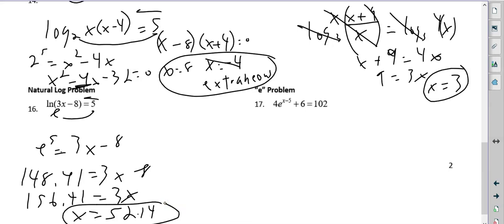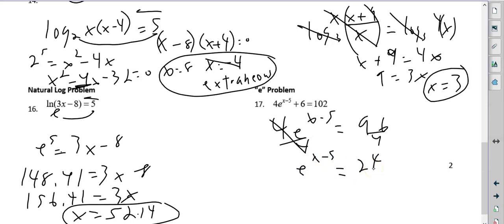Last problem. Remember, we need to get e by itself, so we're going to subtract 6 first. So 4e to the x minus 5 equals 102 minus 6, which is 96. We have to get rid of that 4, so we're going to divide by 4. e to the x minus 5 equals 24. Now we're going to ln both sides. Okay, this is going to move down in front, and this is going to disappear. So we basically have x minus 5 equals ln of 24.